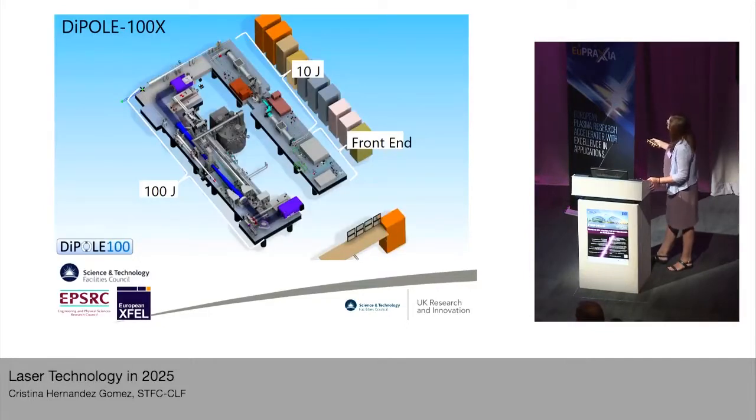The actual laser system has two sets of amplifiers: one at the 10 joule level and one at the 100 joule level. We start with a pulse that is nanojoules of energy. It gets injected there. It's a long pulse and it can be temporally shaped. It gets injected into the 10 joule amplifier and then into the 100 joule amplifier, and out it comes.